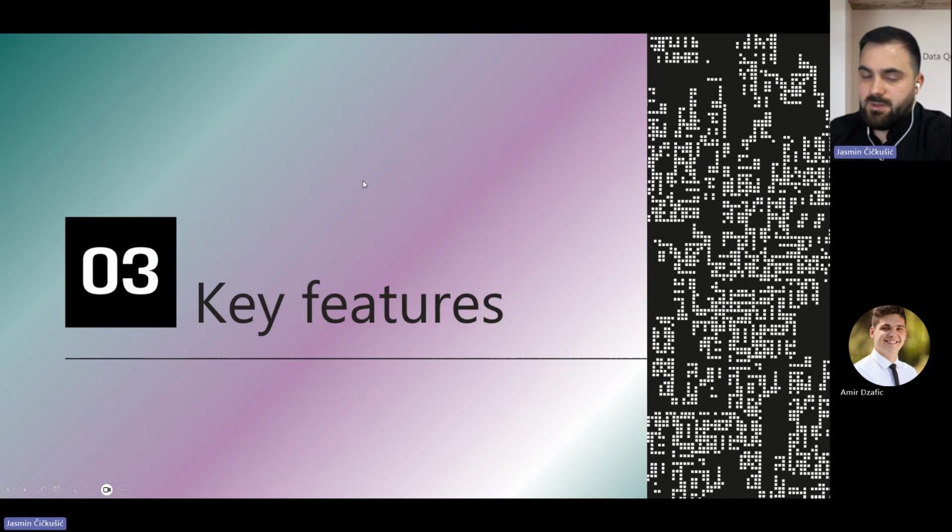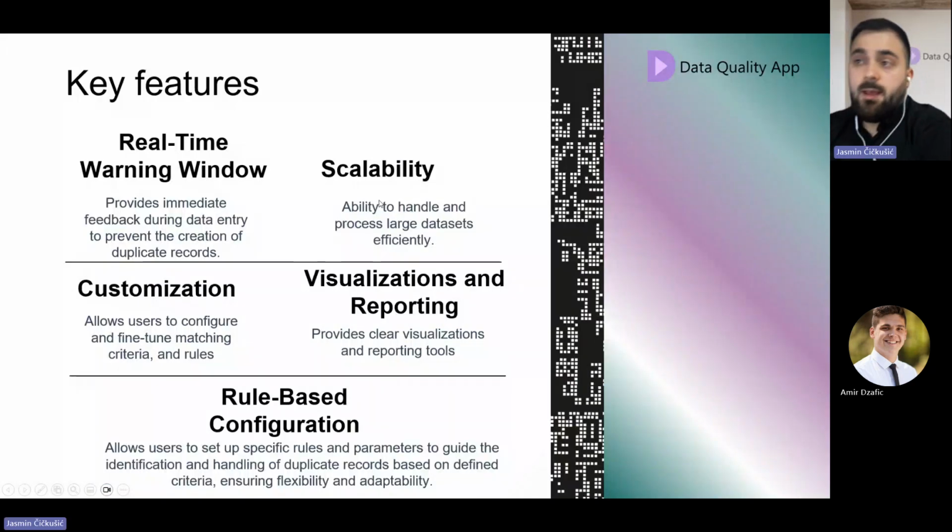Key features of this solution. Real-time warning window. Basically, what this means is that we have a pop-up yellow warning window that appears in real time when your user is populating a field and there's already the same info in another field on another record, and you have a rule running for duplicate detection. They will get a warning window in real time.